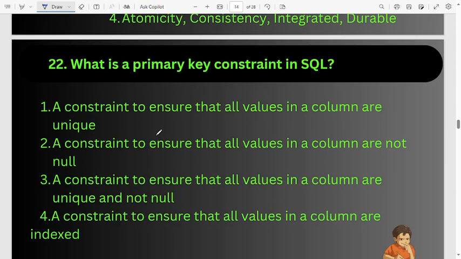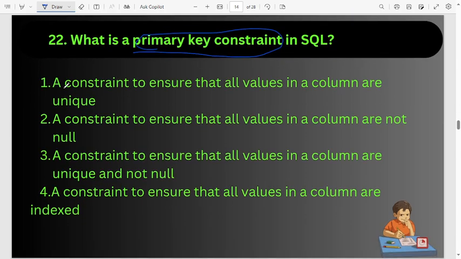Now the next question is, what is a primary key constraint in SQL? A constraint to ensure that all values in a column are unique. Okay, fine. The other option is a constraint to ensure that all values in a column are not null. No, this is not right. A constraint to ensure that all values in a column are unique and not null. So the right answer will be this one.